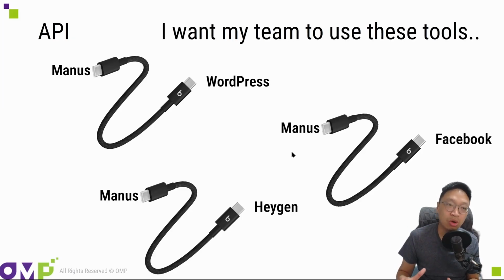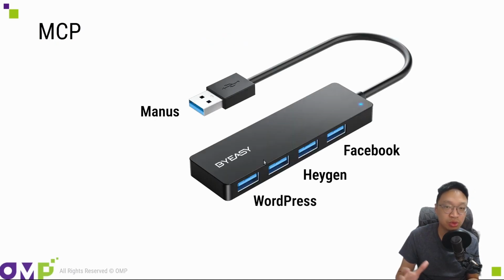So if an API is like a USB cable, MCP is like a USB hub. It can connect several tools at once. Plug in one hub for accounting, and all the tools are ready. No need to connect them separately. Another benefit, this hub is reusable. You can use it in Manus, in Claude, in Perplexity, or in other tools.